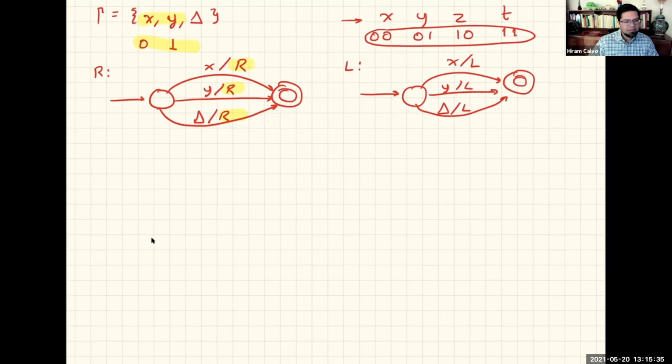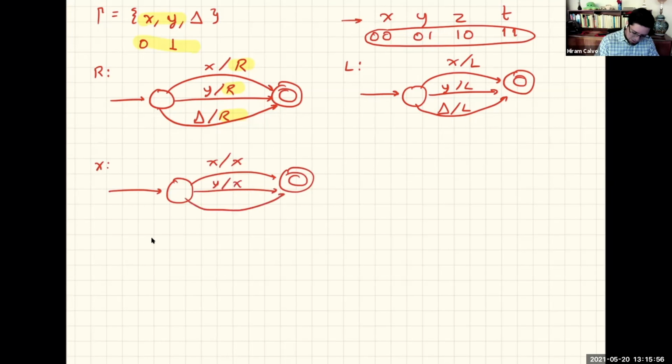Now we can define another machine that, whatever it is there, it doesn't matter, will just put an X, and this machine is called X. So it doesn't matter what is there, it will write an X. It doesn't matter if there's a Y, it will write an X. And you can find the same machines for Y.